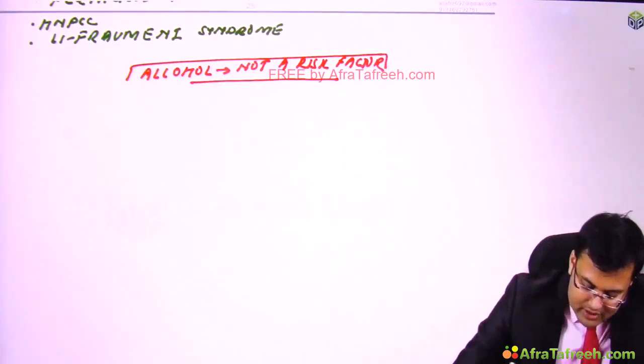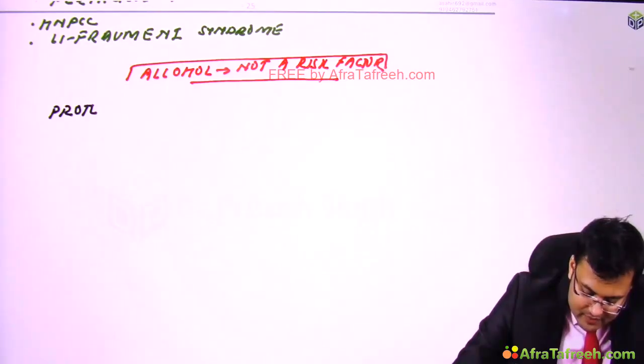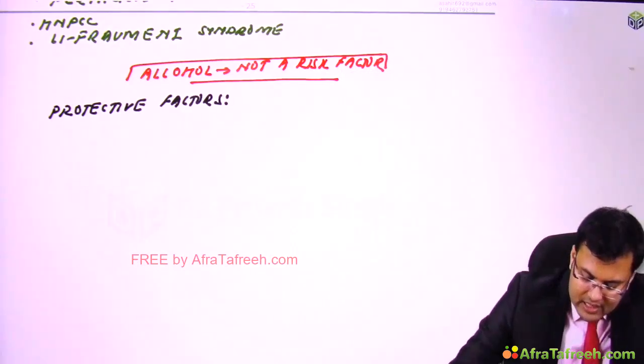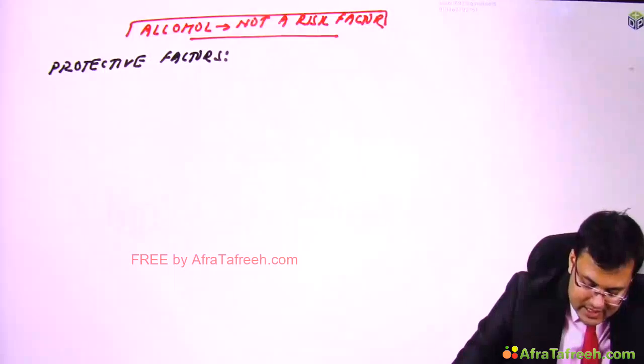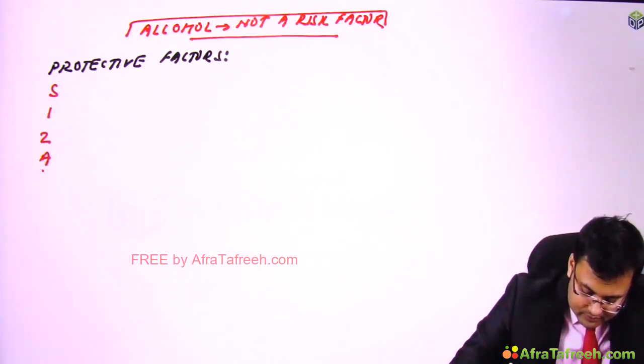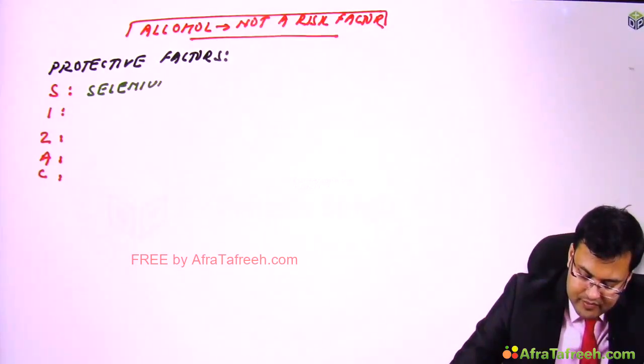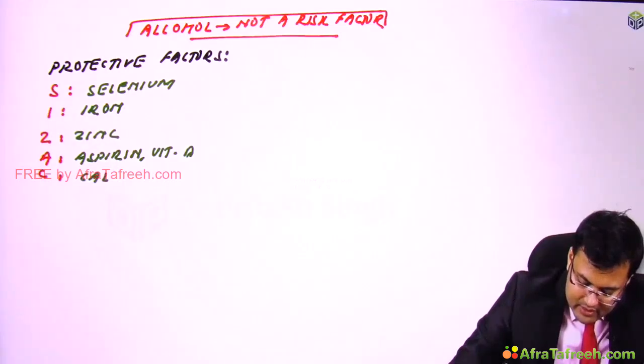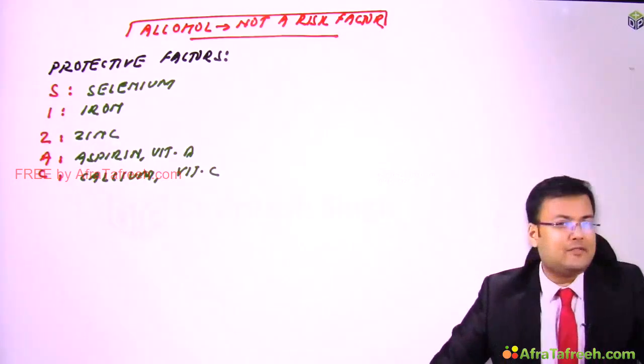After that, very important, what are the protective factors for carcinoma stomach? And the mnemonic is CySac. CySac is protective. Full form: S, selenium, I, iron, Z, zinc, A, aspirin, and vitamin A, C, calcium, and vitamin C. So all these are protective factors for carcinoma stomach.